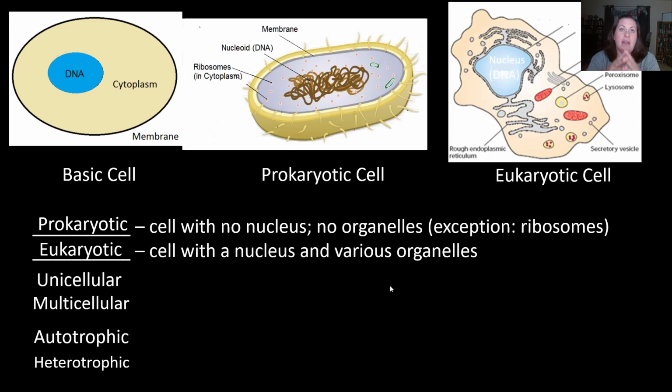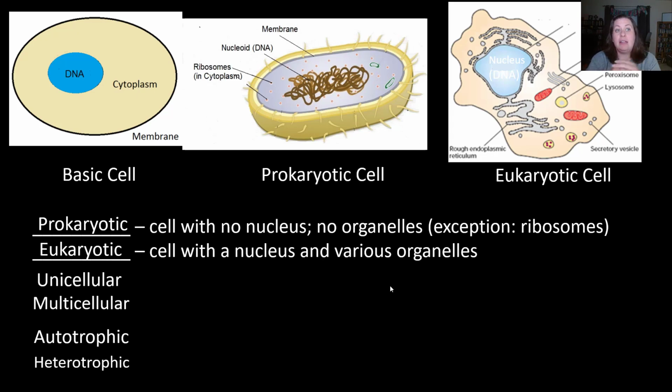The name tells you that. Pro means before, karyo means nucleus. A lot of times these don't have any organelles either. The only exception is the ribosome. Every other organelle will not be present. So these are more simple cells in the grand scheme of things.